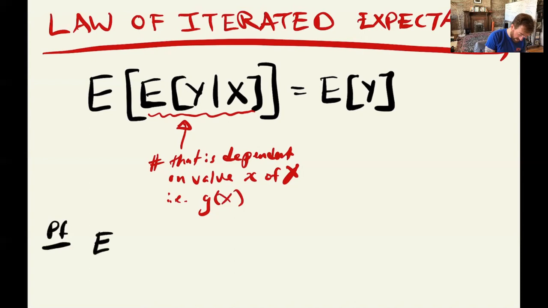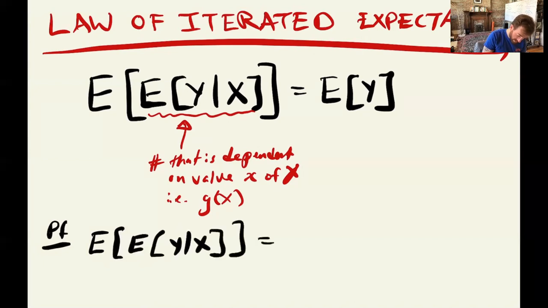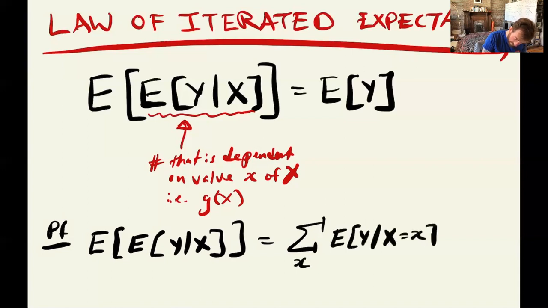So we know that the expectation of y, or actually let me start with the left-hand side. So we know that the expectation of y given x is equal to the sum over all possible values little x of the expectation of y given that x equals little x, times the probability that x equals little x.